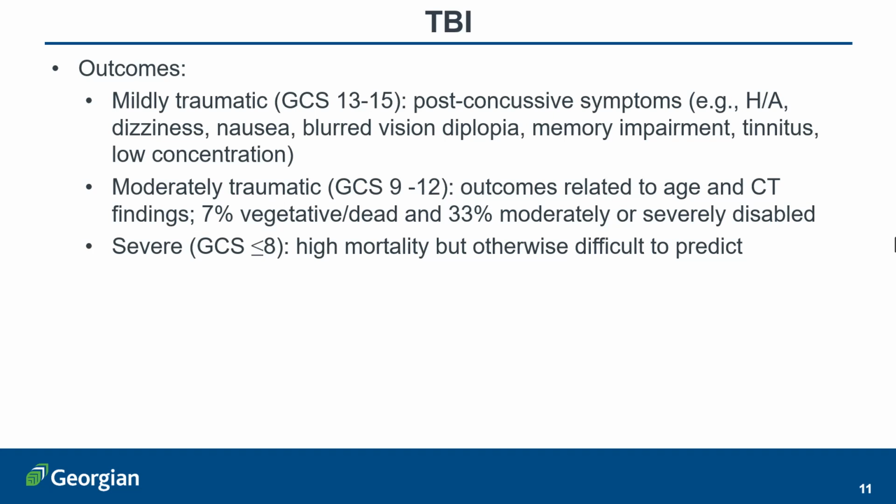In a moderate case of a TBI, we have a GCS score of 9 to 12. The outcomes are all related to age and the CT findings.